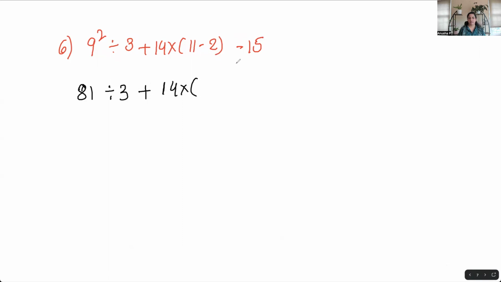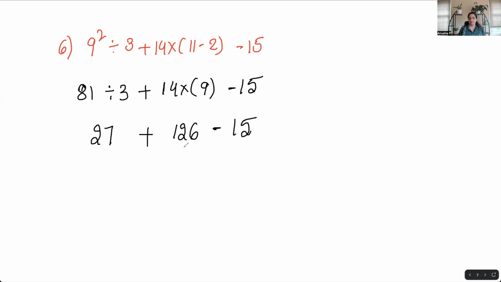How much is 11 minus 2? 9 minus 15, okay? So how much is 81 divided by 3? 27, right? And 14 times 9 is 126, okay? Minus 15. So first what you did, 11 minus 2 is 9 and 14 times 9 is 126.